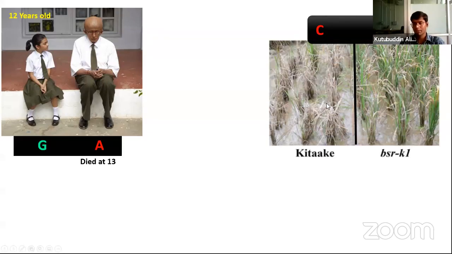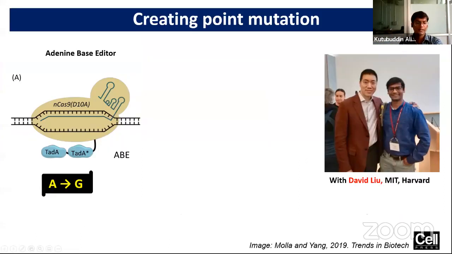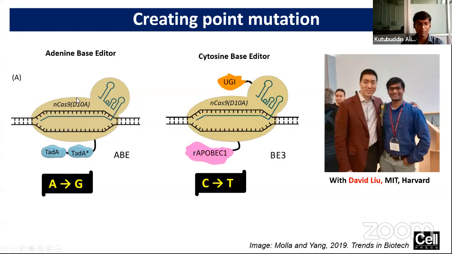This is an example from a plant perspective. This Kitaake is susceptible to a blast pathogen because it has a C in a certain position of a gene. Whereas this mutant has a T instead of C, so it becomes resistant because of the single nucleotide polymorphism. So now the question is, is there a way to rewrite genetic letters precisely from one letter to another? The answer is yes, because the point mutation could also be created using a CRISPR base editor. And this is an example of the adenine base editor, where you can use this base editor to convert adenine to guanine. And this cytosine base editor could be used from C to T.